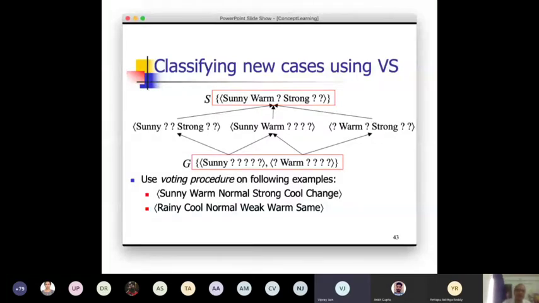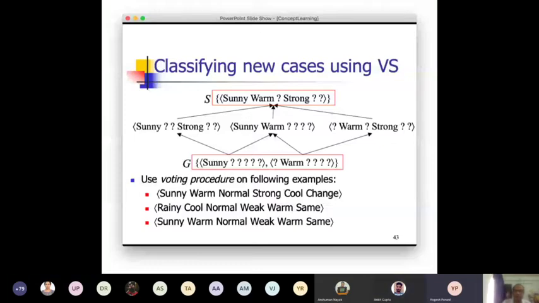Let us have another example: sunny, warm, normal, weak, warm, same. General will satisfy it, sir. But general will satisfy this. Which are the hypotheses? Can you tell me? So both of the hypotheses. I didn't get the point. In the G set. In the G set, which one?